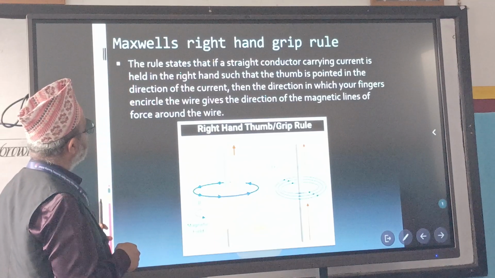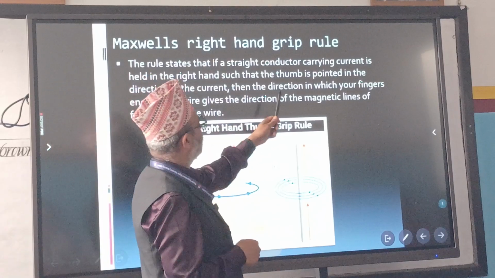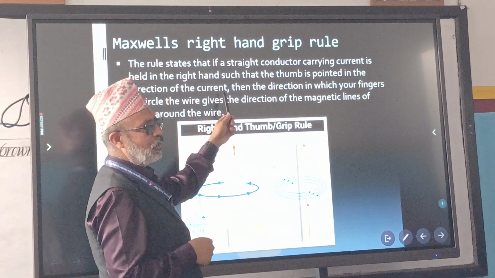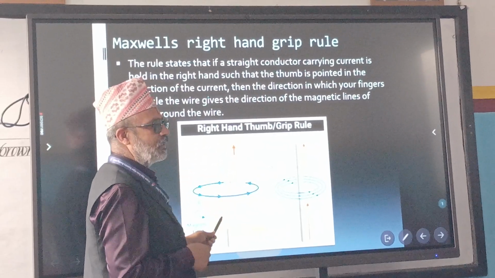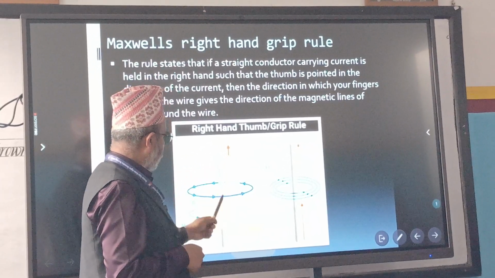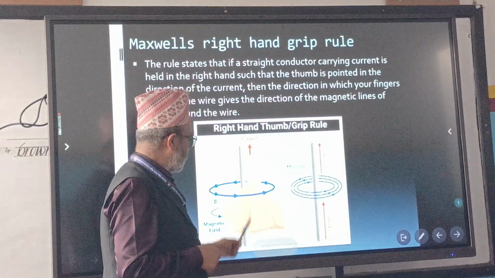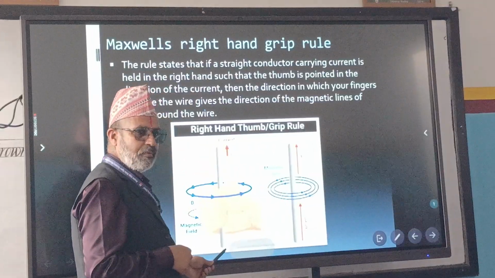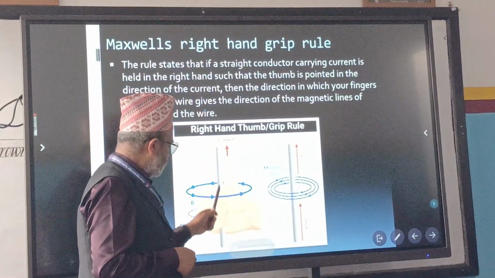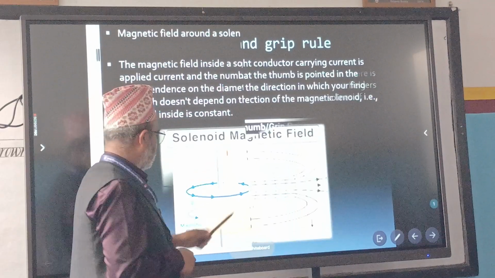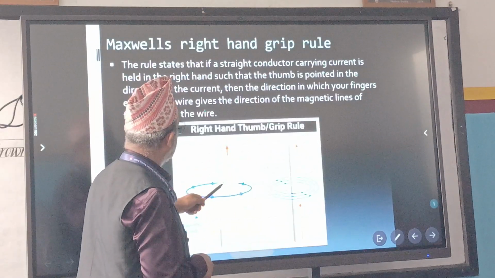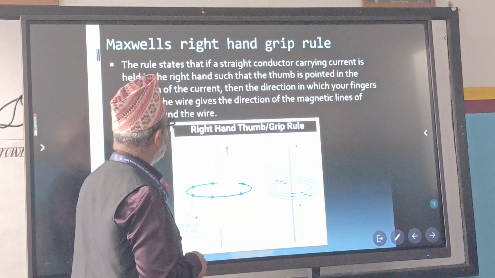See, here also the same thing. The thumb shows the direction of the current. The current goes here, and the next side shows the magnetic field. But remember, from where the current is passing, from here or from here, it is coming from down. So in a solenoid, this is the North Pole and this is the South Pole, right? Right hand thumb rule, or grip rule.